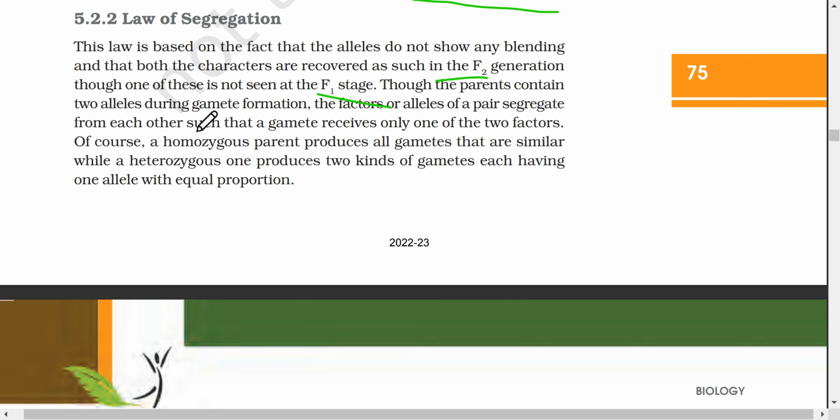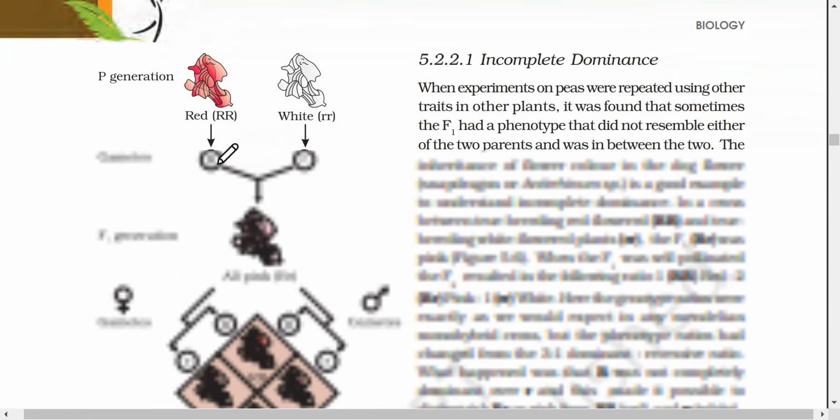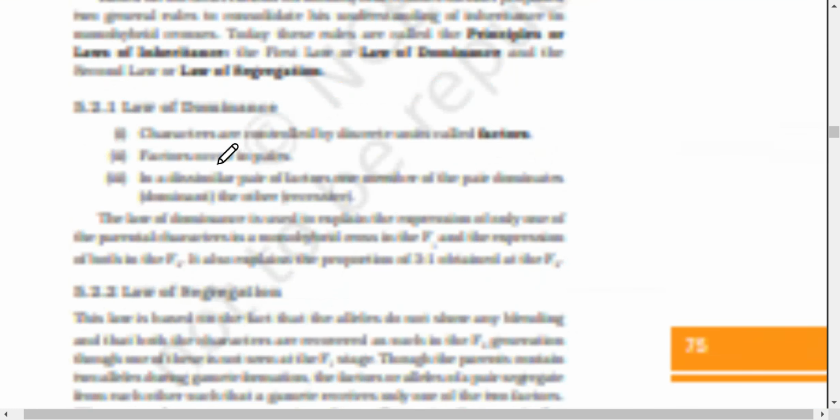Though the parents contain two alleles during gametic formation, the factors or alleles of a pair segregate from each other such that a gamete receives only one of the two factors। दोनों तो आ नहीं सकते gamete में, उसमें एक ही आएगा क्योंकि meiosis के through gametogenesis होता है। Of course, a homozygous parent produces all gametes that are similar क्योंकि उसमें choice ही एक ही है, while a heterozygous one produces two kinds of gametes। जैसे males में, in case of humans, you can have X, you can have Y। See, in females, it's always X, each having one allele with equal proportion. Now, this was about the law of dominance and law of segregation.